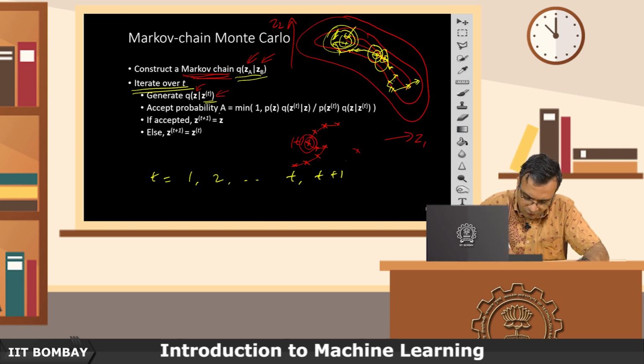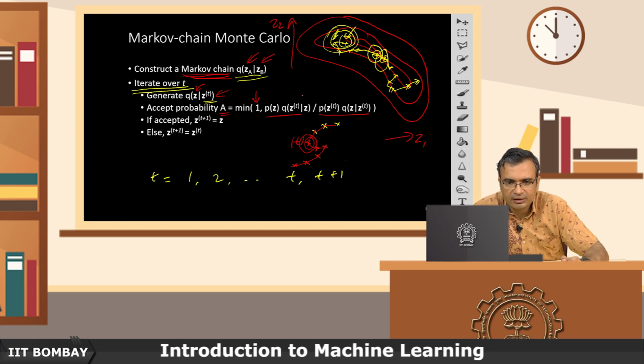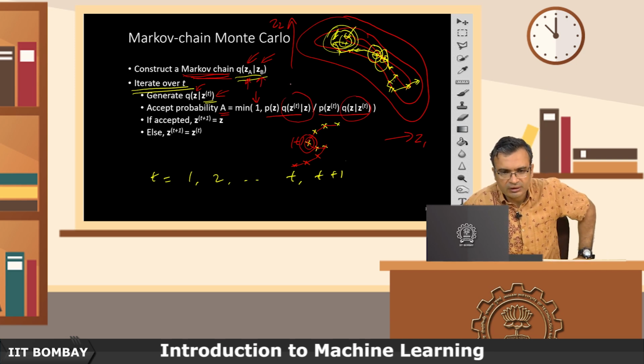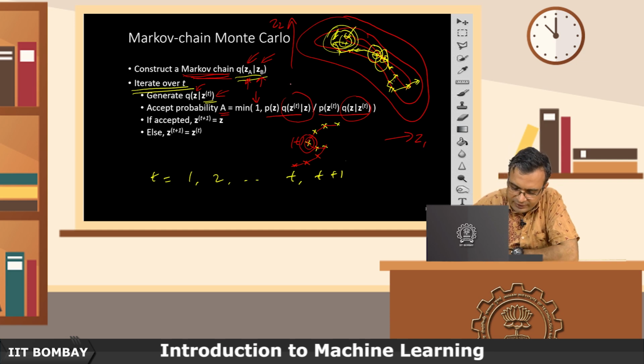The probability of acceptance is the minimum of 1, because it cannot be greater than 1, and a ratio of two things. The ratio is that of P of Z divided by P of ZT, and the inverse of Q of ZT given Z and Q of Z given ZT. Okay. So actually we wouldn't have needed these two terms if this was symmetric. If these are symmetric, then these would have cancelled out.